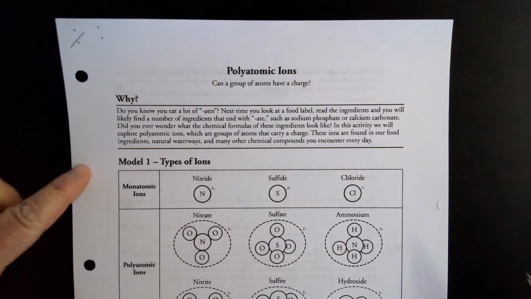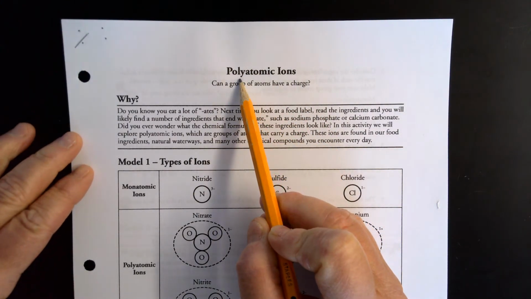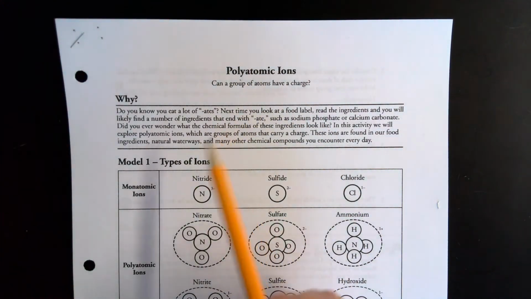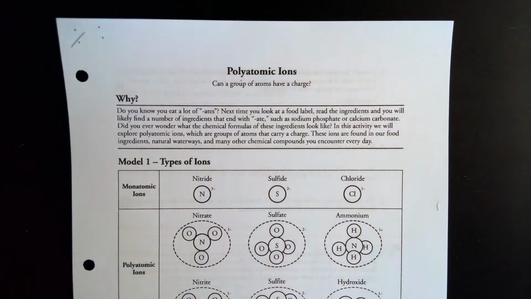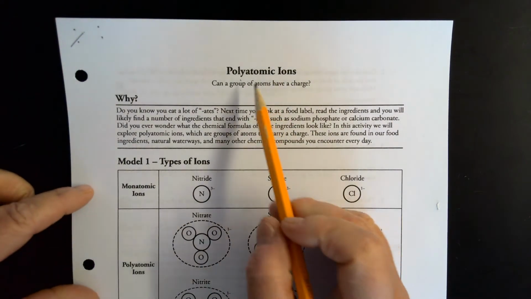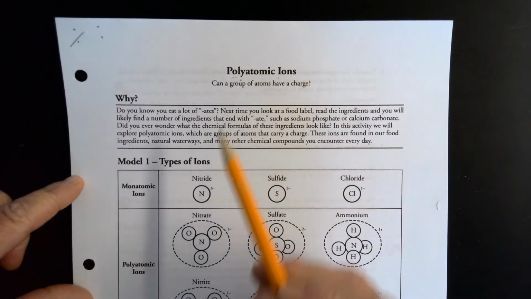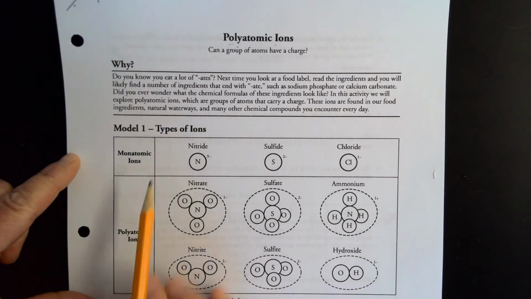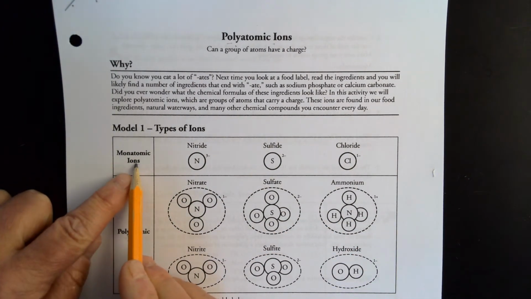So in this lesson, we're going to learn about something called polyatomic ions. You've probably heard of things like nitrates and sulfates. When you hear names that end with ate or ite, that is going to tell you that you have something called a polyatomic ion. So let's take a look at this graphic right here, which is showing us some monoatomic ions.